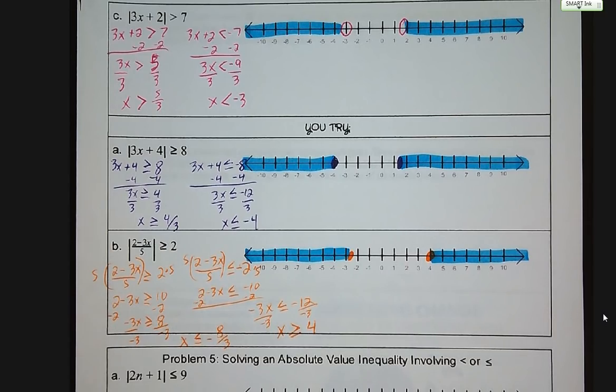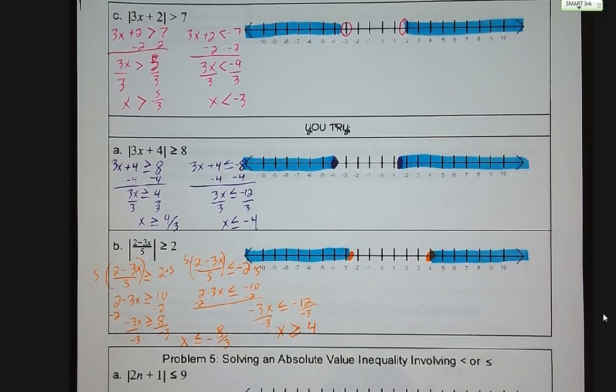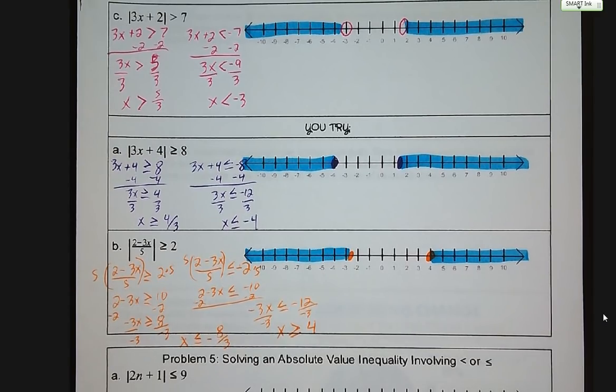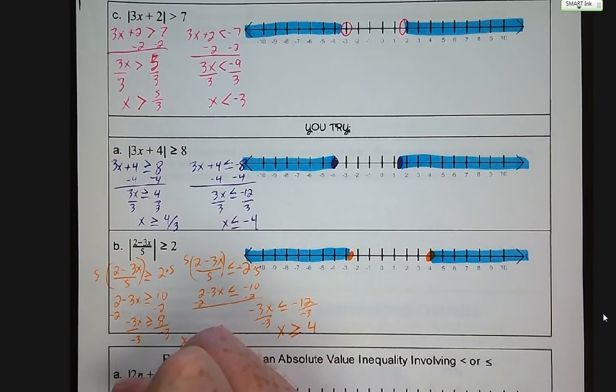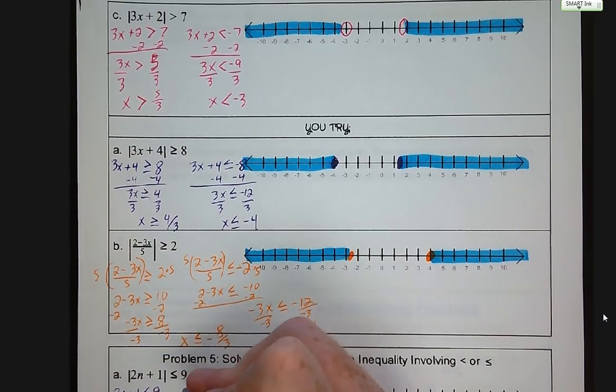Letter A for problem 5, which involves absolute value inequalities involving less than or equal to. You could rewrite these as just a 3-part compound inequality, or you can write them as 2 separate inequalities. So the first time, I'll write it as 2 separate ones. So we have 2n + 1 is less than or equal to 9, and we have 2n + 1 is greater than or equal to -9.